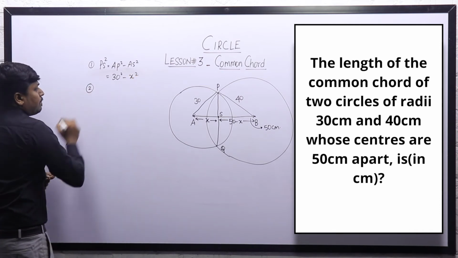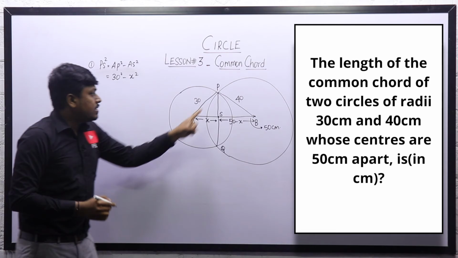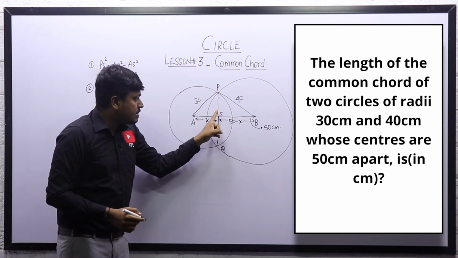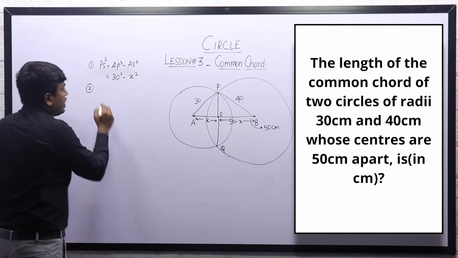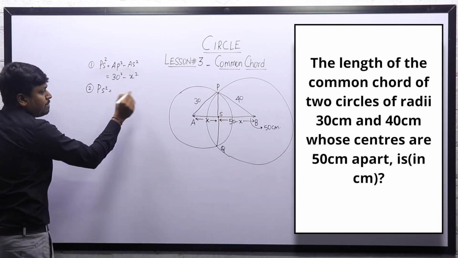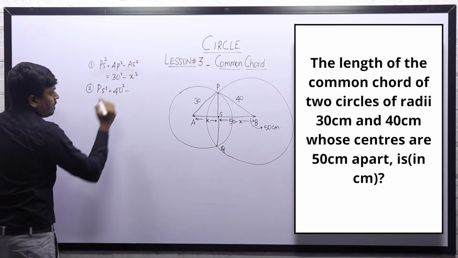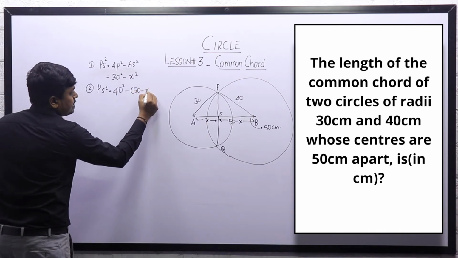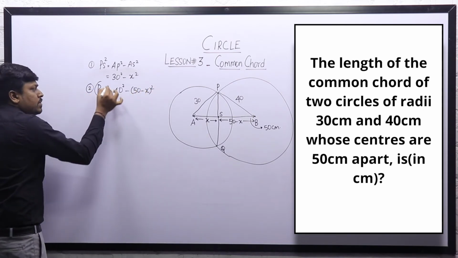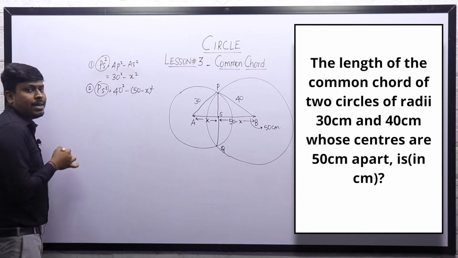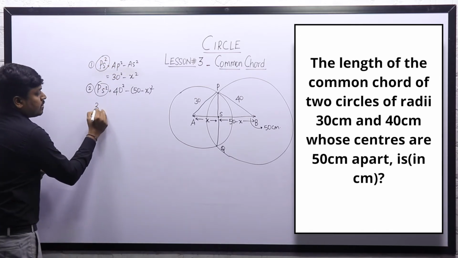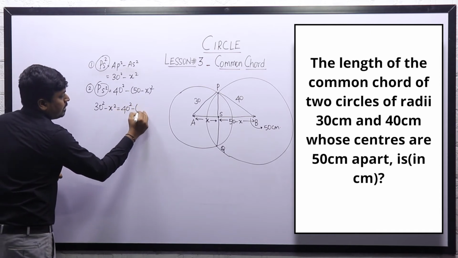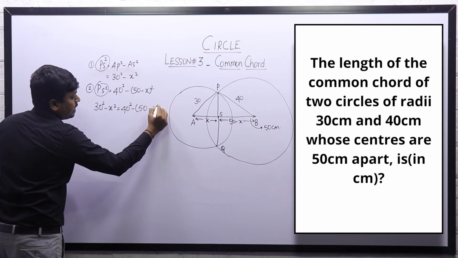So similarly, by using the second right angle triangle, our target is to find PS. So PS square is equal to PB square, PB square will be 40 square minus BS square, so BS square will be 50 minus x whole square. So both the PS square, the first equation and this one, are the same. So let me equate this. So 30 square minus x square is equal to 40 square minus (50 minus x) square.